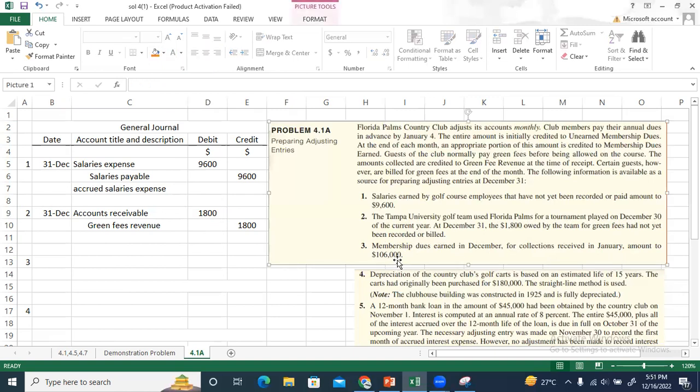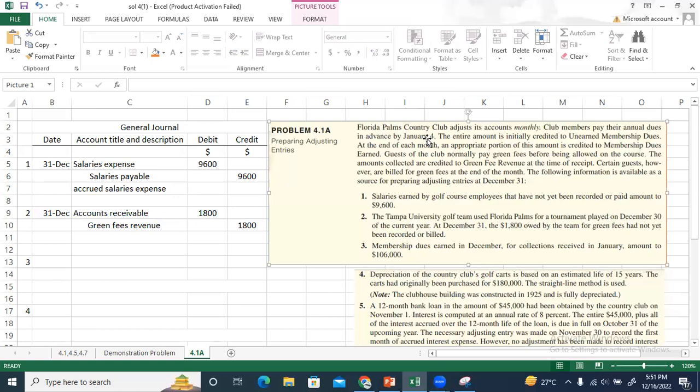Remember, you have collected the membership dues on January 4th, and now it is December. It is the last month of the year. And it is telling you that the membership dues that you have earned in December, for collections received in January, all of the collections were received in January. So this is the amount of money, 106,000, that you have now actually earned.